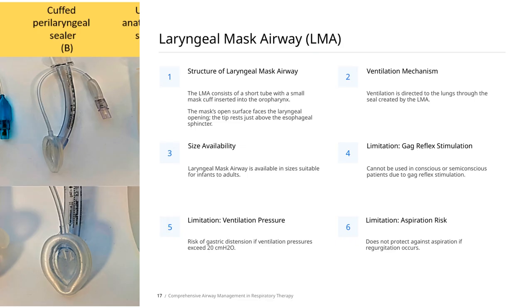Finally, let's quickly review the structure. The LMA consists of a short tube attached to a small cuffed mask that is inserted into the oropharynx. The open part of the mask faces the laryngeal opening, and the tip rests just above the esophageal sphincter. This design helps facilitate effective ventilation while minimizing trauma. Understanding these limitations and structural details helps us use the LMA safely and effectively as part of comprehensive airway management.